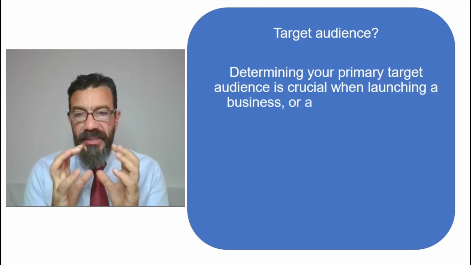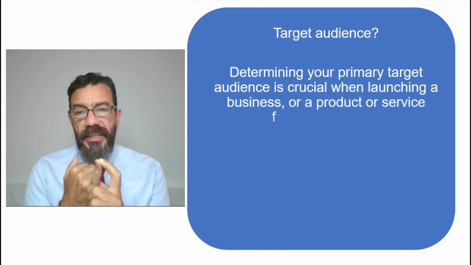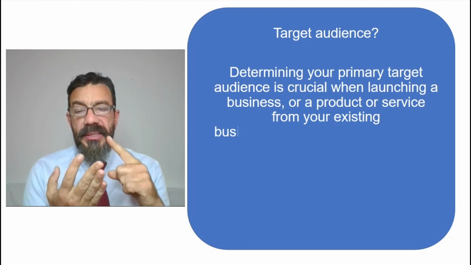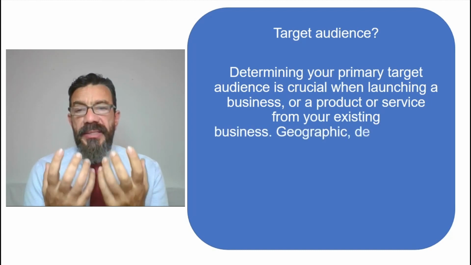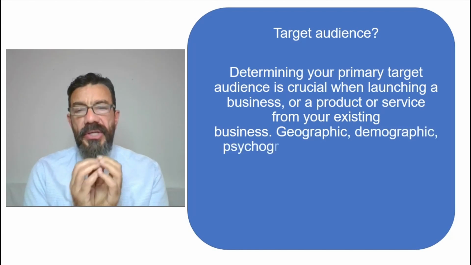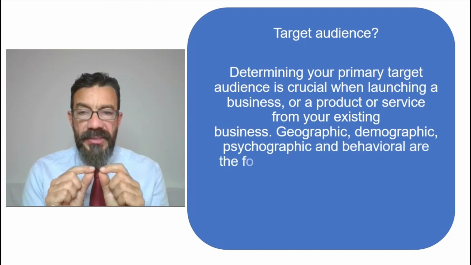Geographic. So we decided who are my target audience. Geographically, where are they? Demographically, culture, age, race, gender. Psychographic, their tendency, the trends that they have. And behavioral are the 4 levels of segmentation that can help define your business's primary target audience. Very important to know these things.